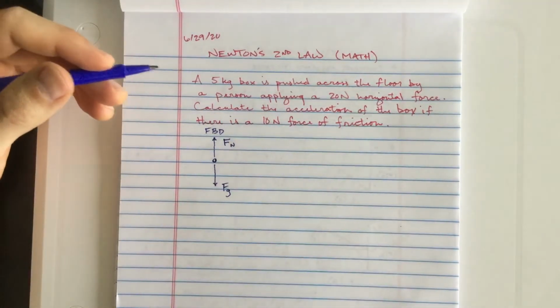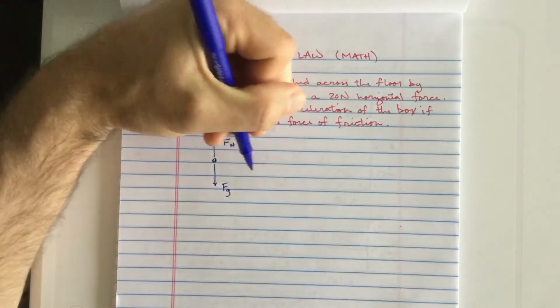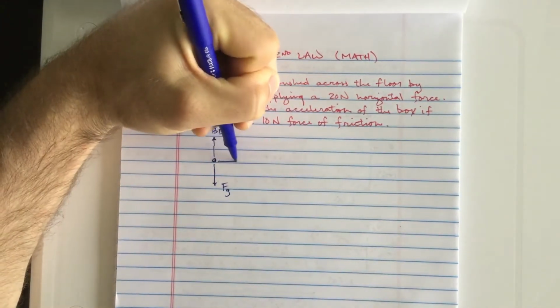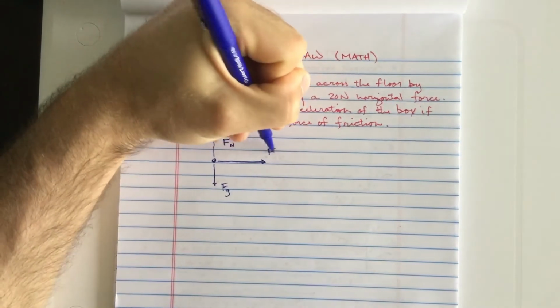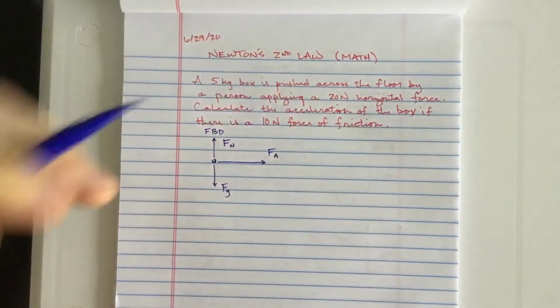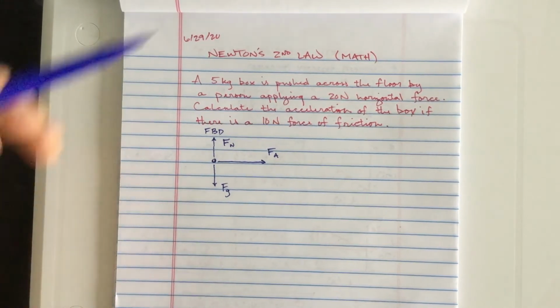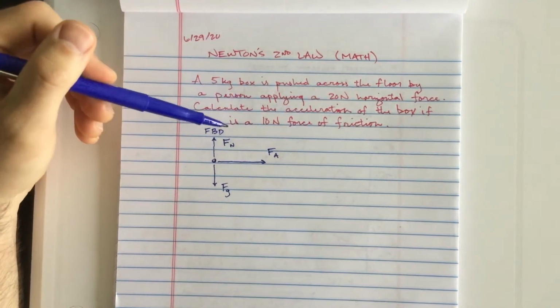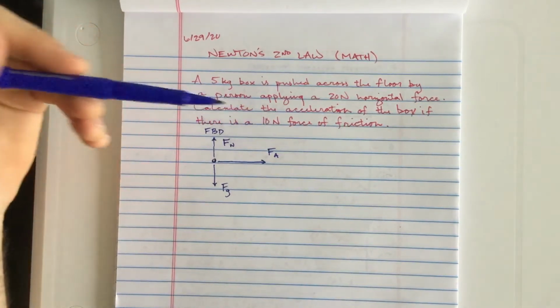Okay? Here comes the big stuff though. The person is applying a 20 Newton horizontal force. So when it's from a person, we call it an applied force because that person is applying a push or a pull on the object. The other thing that's stated is there's a force of friction.